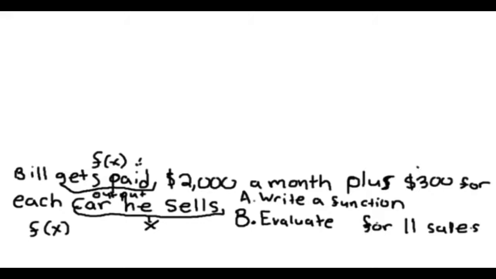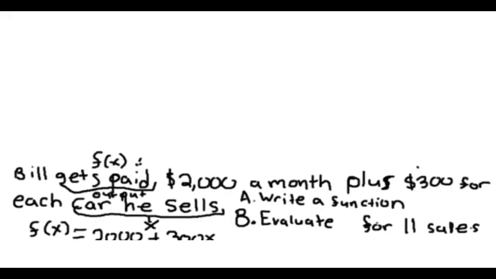So now we need to come up with some kind of expression or a function that relates the number of cars he sells, which is x, with the output, which is f of x, how much he gets paid. So reading the problem again, he gets paid $2,000 a month. So let's write 2,000 plus, because they say plus, $300 for each car he sells. So what that means is you're going to multiply the number of cars he sells, which we said was x, by 300. So it's just going to be plus 300x.